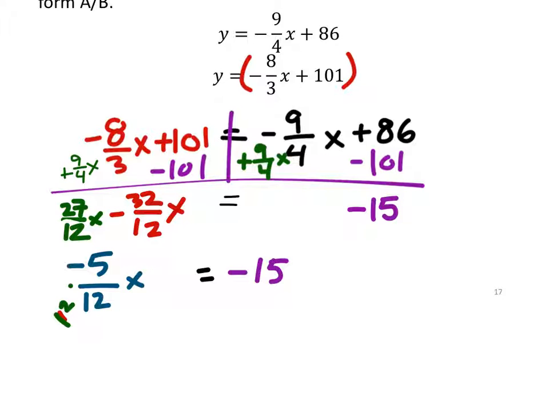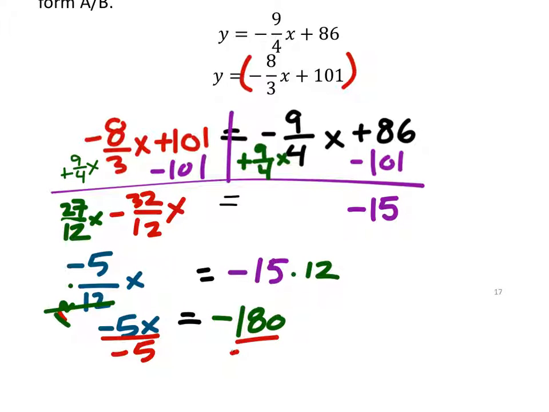By 12. So that cancels those out. That essentially gives us common denominators. So negative 5x equals, then we'll divide both sides by negative 5, which gives us x equals 36. And yeah, we can put that in the ordered pair right now.